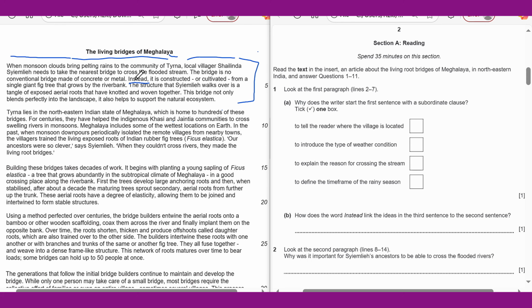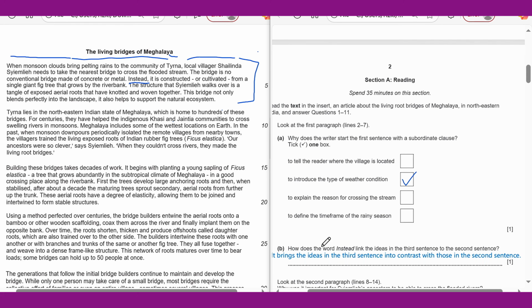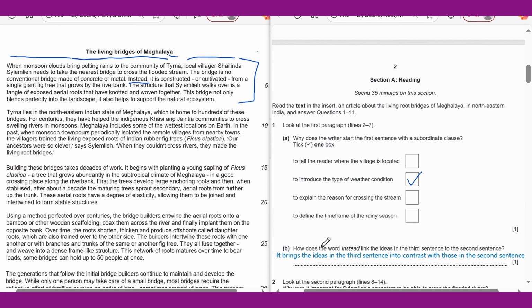Okay, time's up. Let's check out the answer. If you need some more time, please pause this video. So this is an example of the correct answer. It brings the ideas in the third sentence into contrast with those in the second sentence. Okay, anything similar to this should be okay. Or you may say it explained it. It is no ordinary bridge.